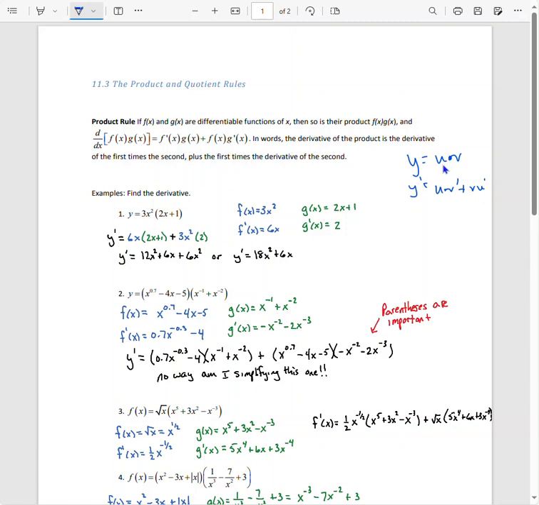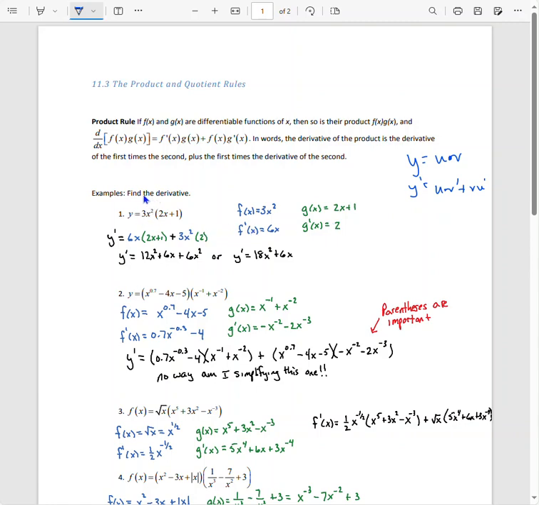And this extends. If you have u times v times w, you leave one alone. If you have three, you take one derivative, leave the other two alone. Move on to the next derivative, leave the other two alone. And finally, the third derivative, leaving the first two alone, and so on. It just expands from here. Always multiply, and you always add from the product.